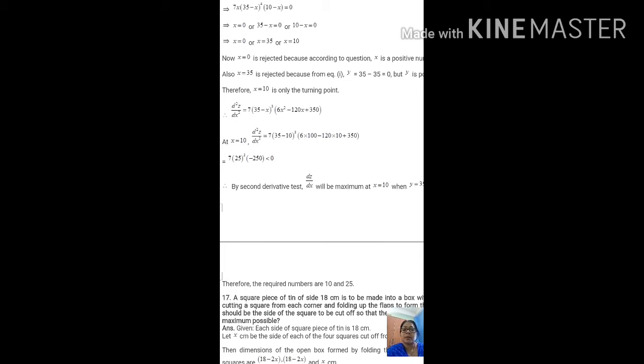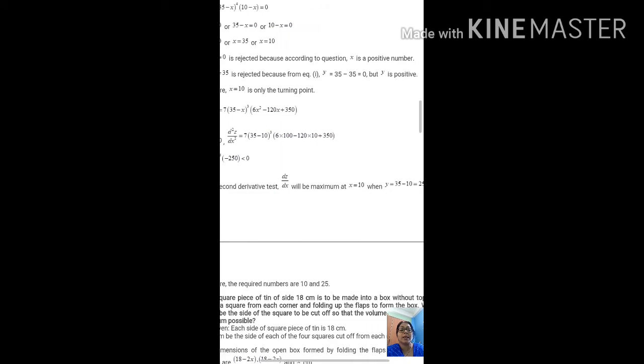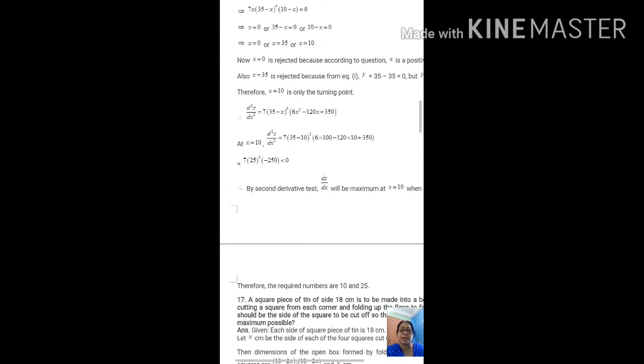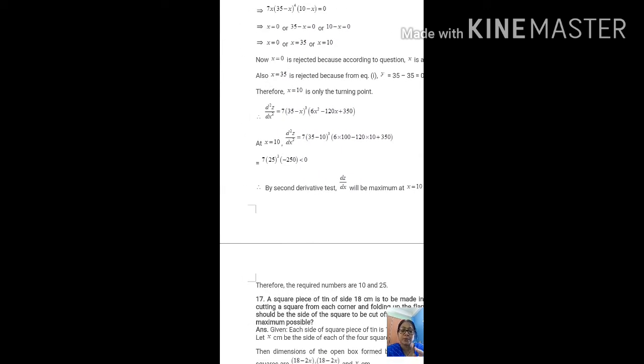Now d square z by dx square we have to get, and at x equal to 10 the value of d square z by dx square is coming less than 0. So we can say by the second derivative test z will be maximum at x equal to 10, where y is equal to 35 minus 10 is equal to 25. So x and y, two values we are getting, one is 10, another one is 25.